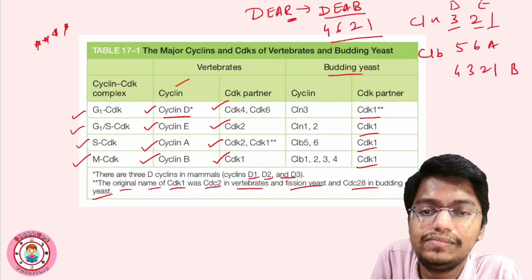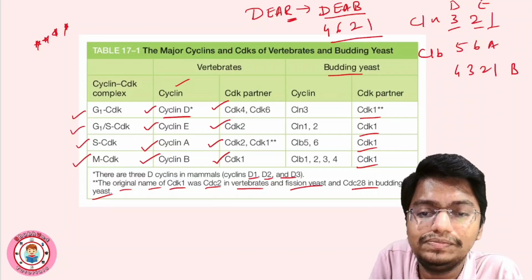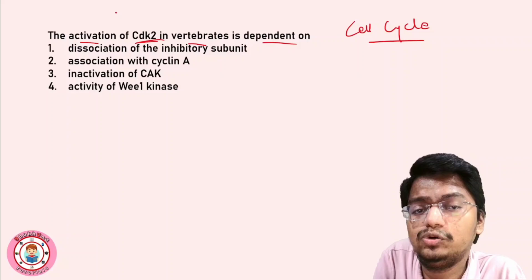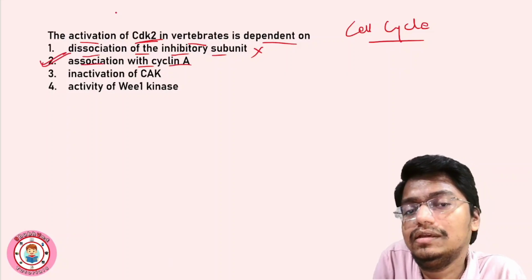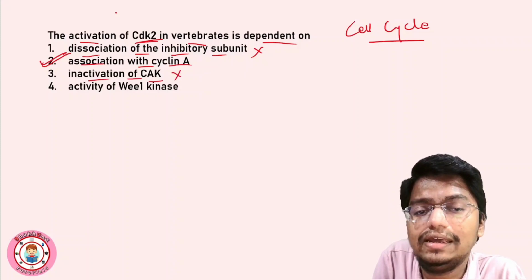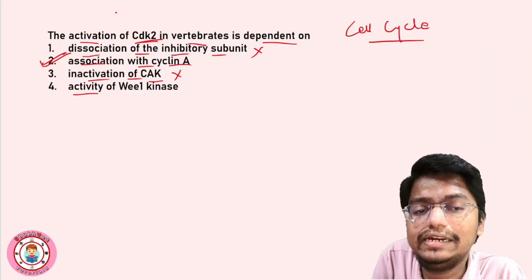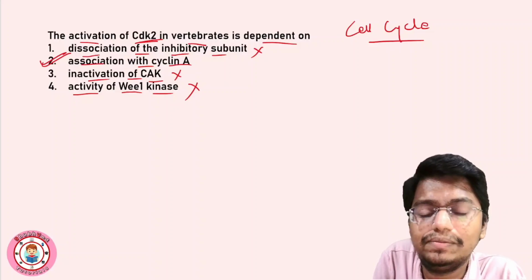Okay, about phases, cyclins, CDKs, counterparts in yeast. So what will the answer be? CDK2 is basically dissociation of inhibitory subunit, no. Association with cyclin A, yes. Right now, association with cyclin A. Inactivation of CAK, this is cyclin activating kinase. Activity of B1 kinase, no. You can answer the direct question from that table.